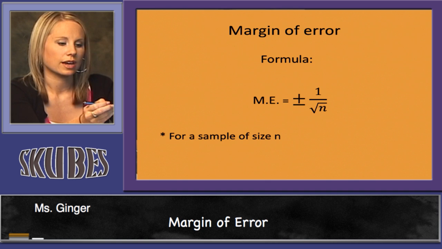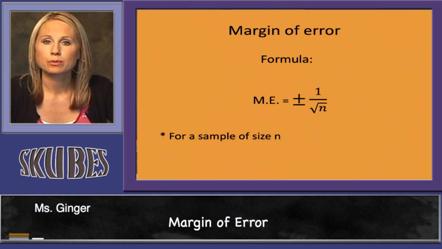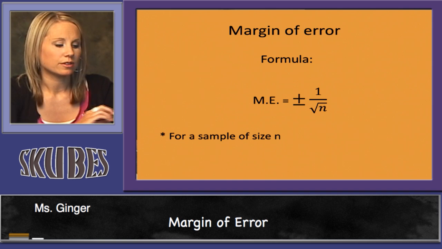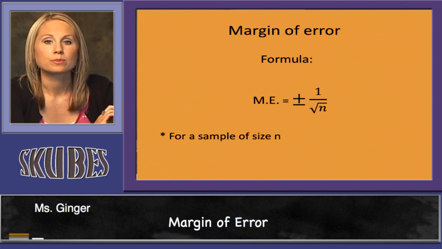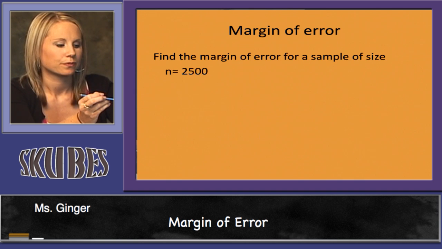All right, so let's take a look at how to calculate this. All you have to do is take your sample size, the number of people that were involved in the survey, and put it into this formula for margin of error, which is plus or minus 1 over the square root of n. And n is where that sample size number is going to go.